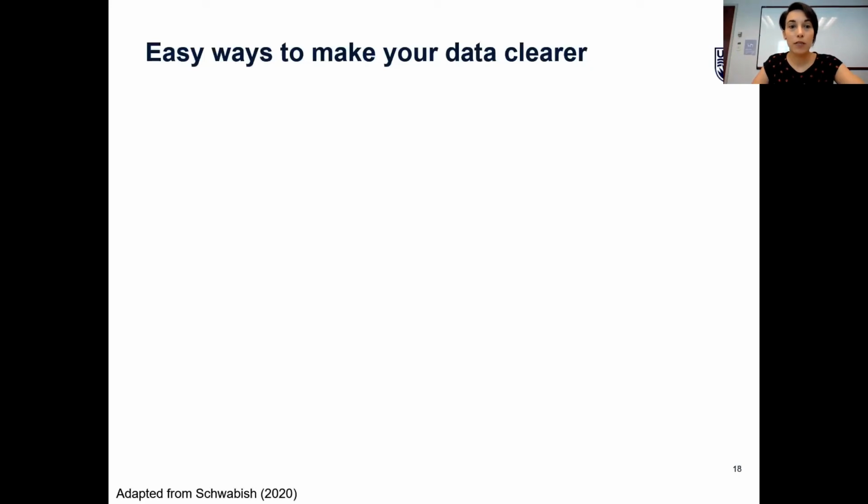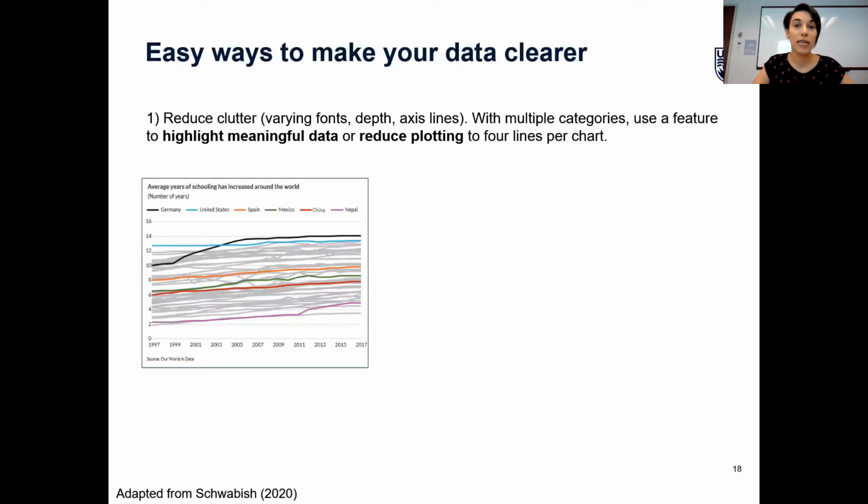So some tips and tricks and ways to make your data clearer is reducing clutter. By clutter, we mean things like varying fonts, depth, axis lines. As you can see from the figure displayed here, there's a lot of information. You could imagine a plot like this for something like grades or motivation over time, or looking at a relationship between those. But it's quite a messy plot.